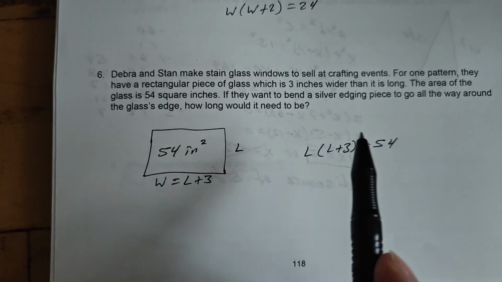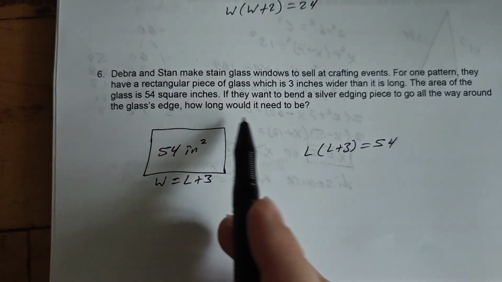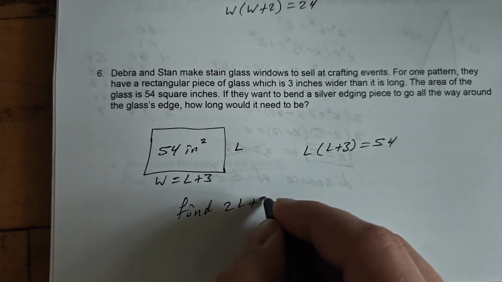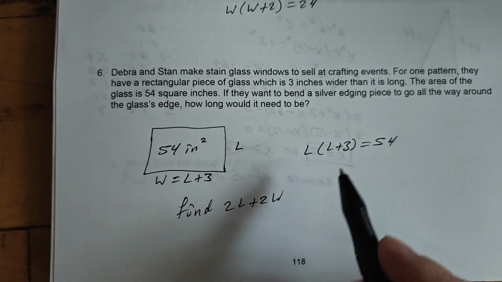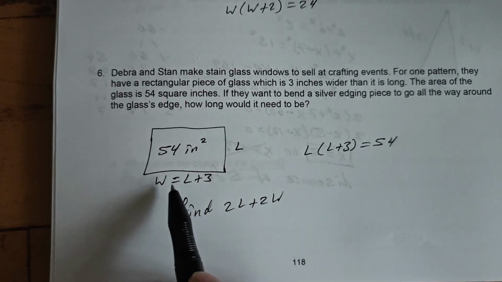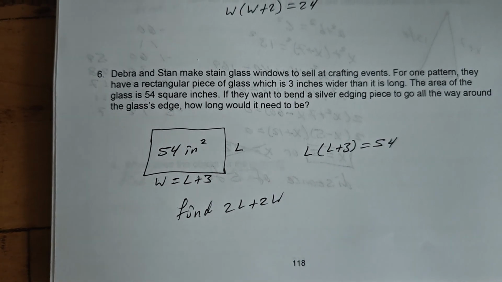And then find the perimeter: 2L plus 2W. So you solve for L and then plug that in here to find 2L plus 2 times the width. And that's the perimeter.